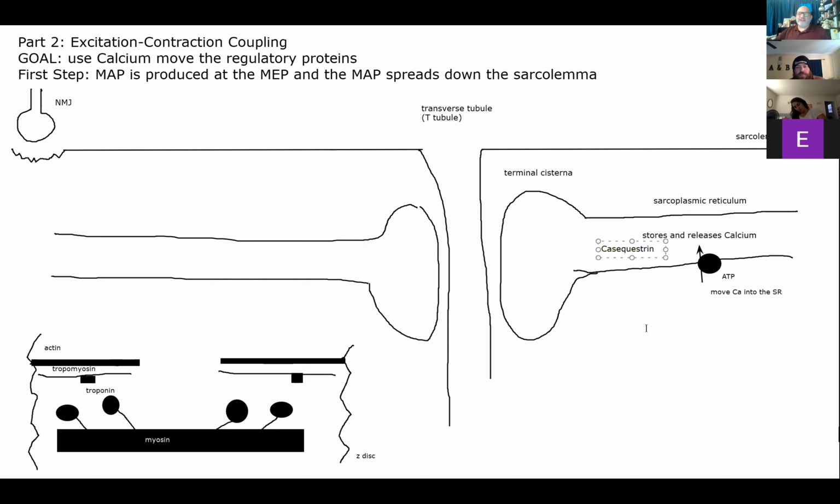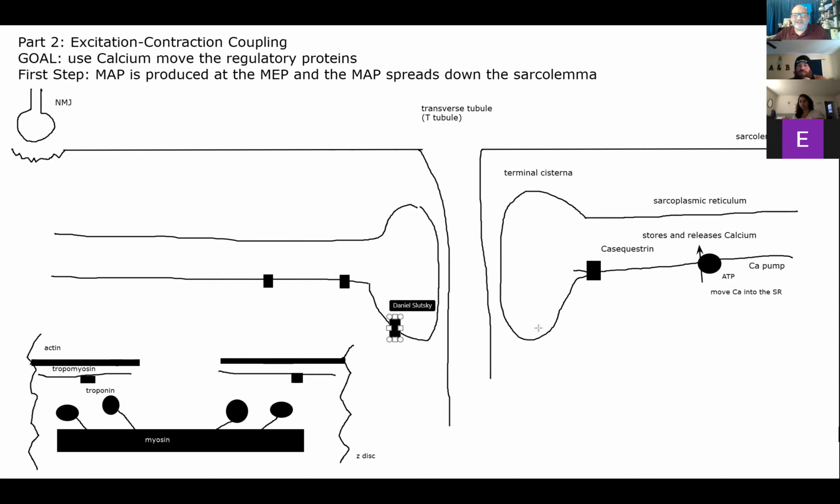So we have this special protein in here, the calcium pumps. I don't think I actually wrote calcium pump here. It moves calcium in there and locks the calcium away. Right? Just like Folsom Prison, we want them locked away where they can't cause problems. But this is the excitation contraction coupling where we want to use calcium to move those regulatory proteins. So that means we need a way to get this calcium out of the sarcoplasmic reticulum. And luckily for us, such a thing exists.